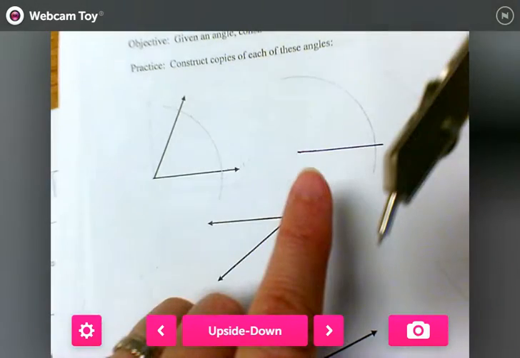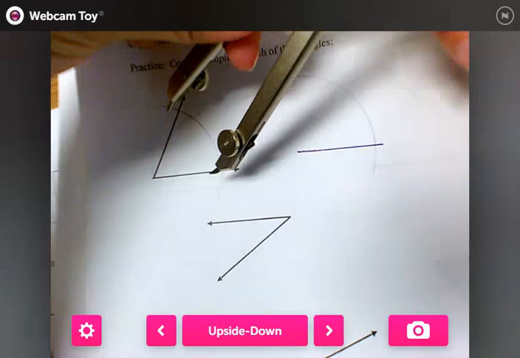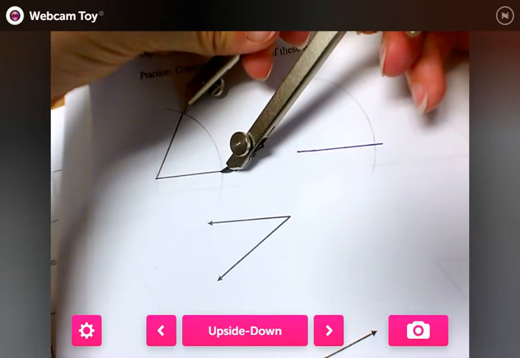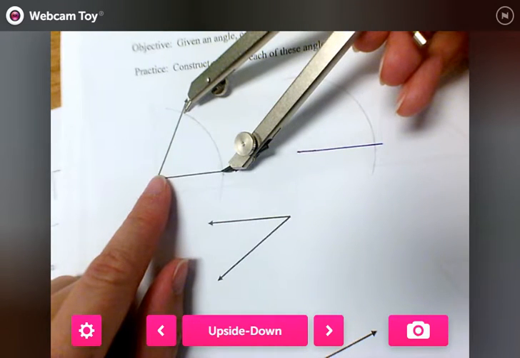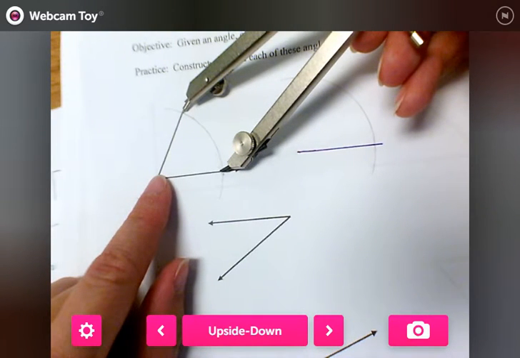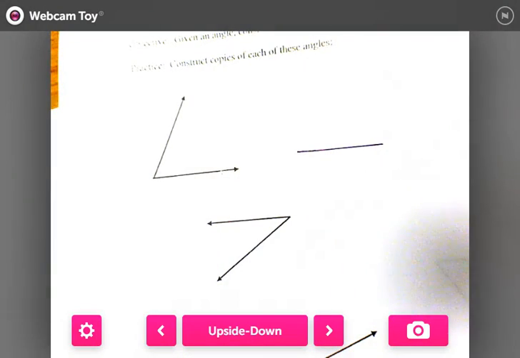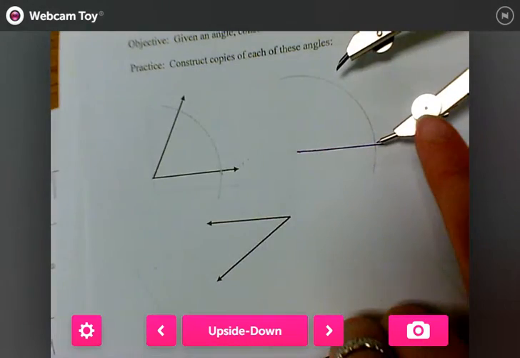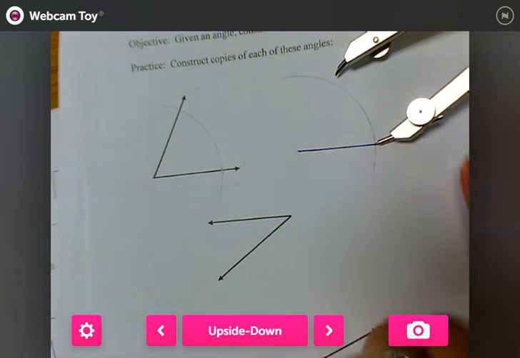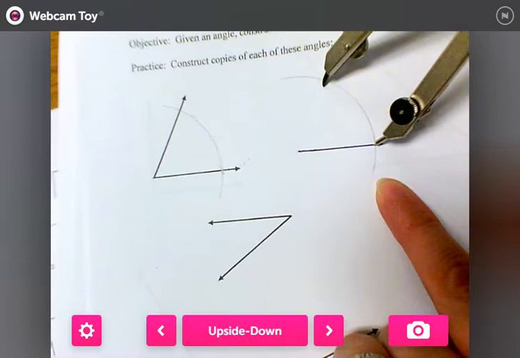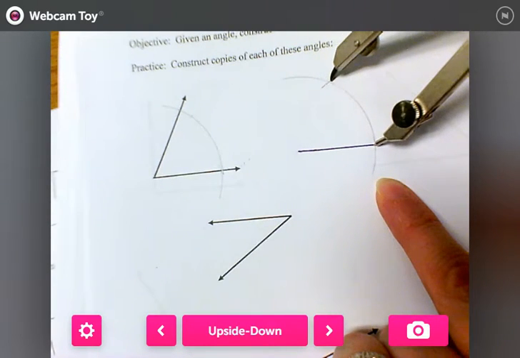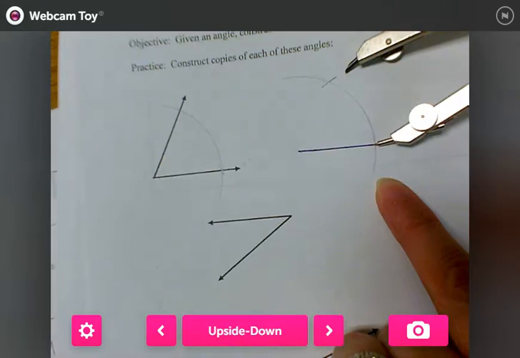Now I'm going to take my compass and measure the distance between arc and arc. It should be the same as what your compass is. And I'm going to put the pointy end on where the arc and line cross, and make a little arc right here. Make a little arc right there.